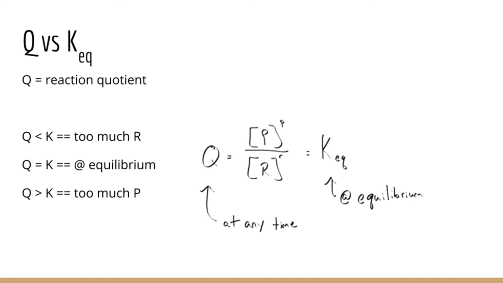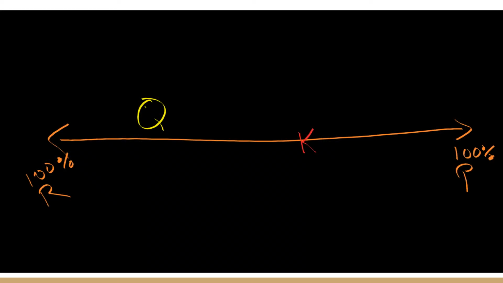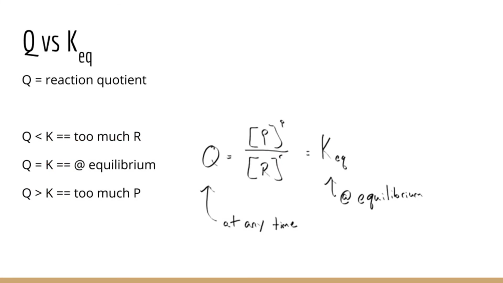Okay, so if you measure Q and it's smaller than K, that's telling you that P is smaller than it wants to be, R is bigger than it wants to be. So you have too much reactants, and it's going to move toward the products. Whereas if Q is bigger than K, you have too much products, not enough reactants. It's going to move toward the reactants. And if Q equals K, of course, that means that you are at equilibrium.